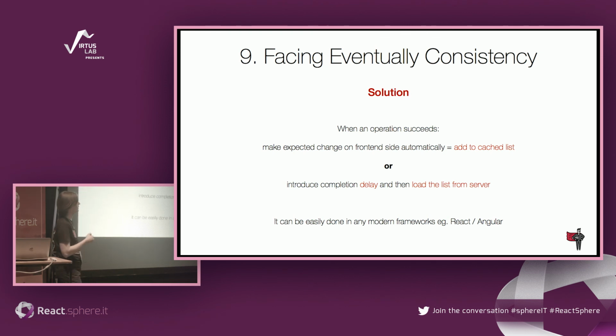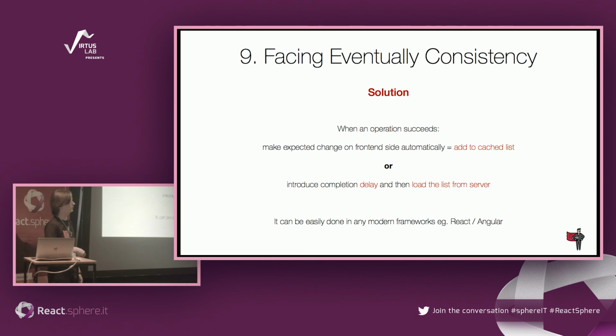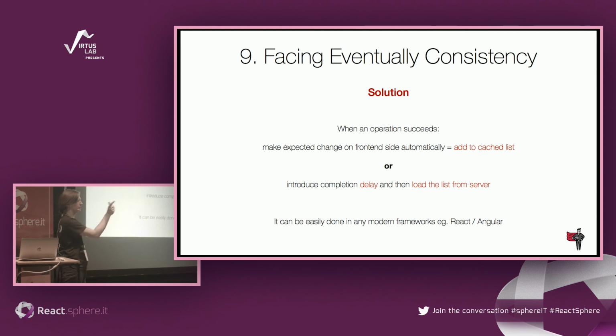Make the expected change on the front-end side automatically. If there are front-end developers and they get a 200 status that the operation succeeded, you can just push, for example, the new user to the list. So when the client comes back to the list, he will see that there is a user. So we just do some kind of mocking, inserting on the front end, but it's really easy.